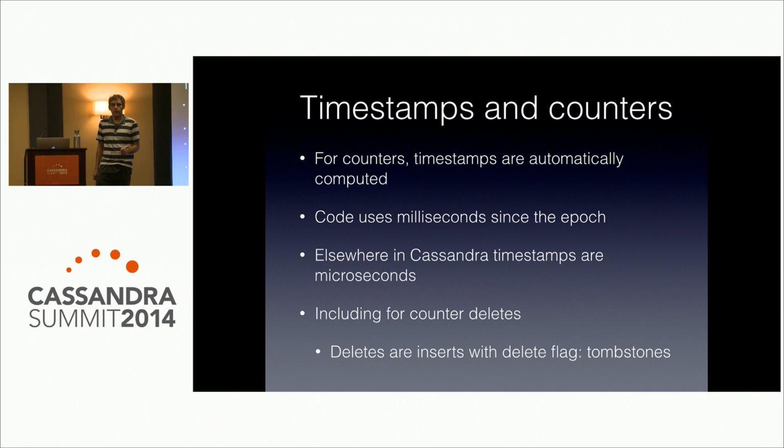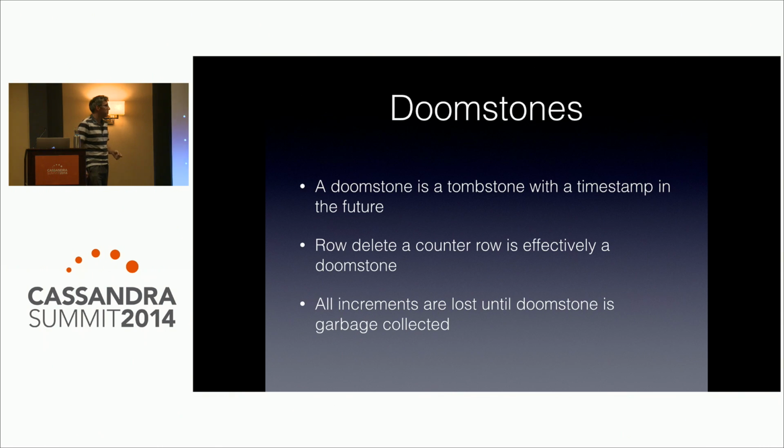So now I got very suspicious. Deletes are basically an insert, again, with a timestamp. So we're inserting something with a timestamp in micros over something with a timestamp in millis. So this is what is known as a Doomstone. A Doomstone is a delete with a timestamp in the future. So what that means is if you try and insert, it's as though you hadn't done it because someone has deleted it in the future. So you do an insert, and it's just disappearing.